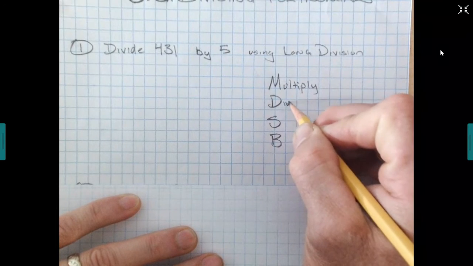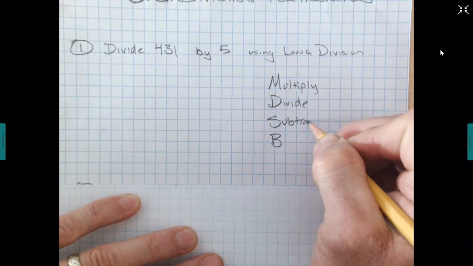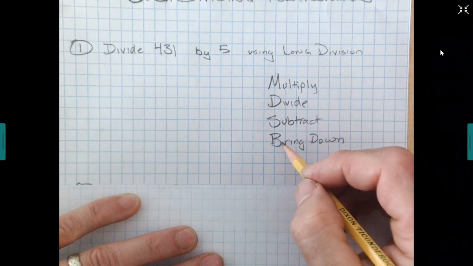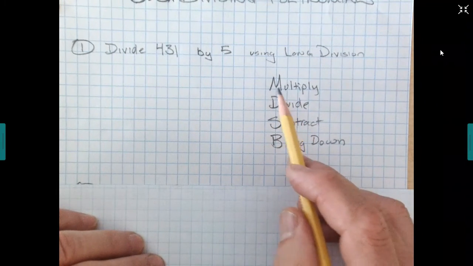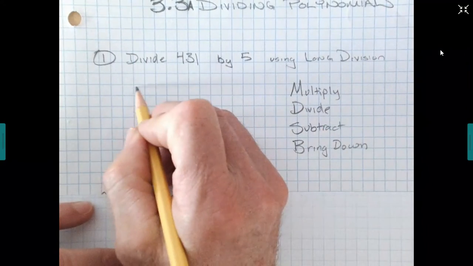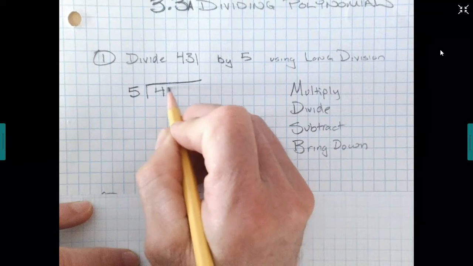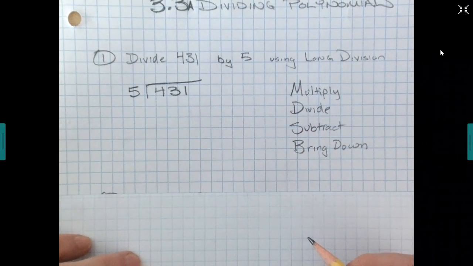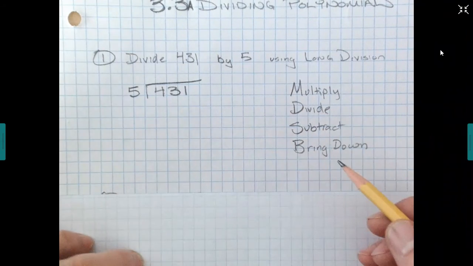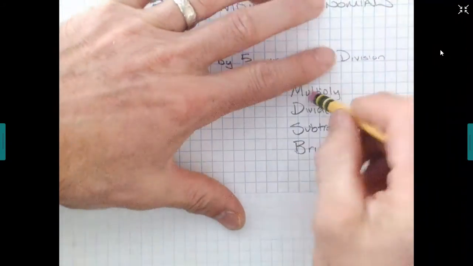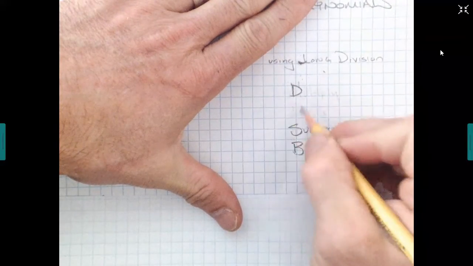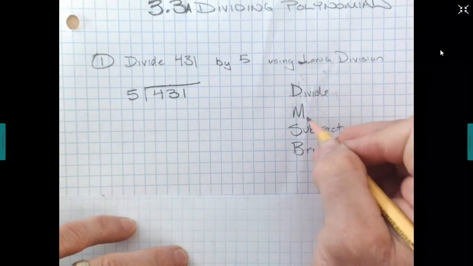Multiply, divide, subtract, and bring down. So the mom, dad, sister, brother just helps us remember MDSB, and what they are is multiply, divide, subtract, bring down. So let's see how that works. So 431 divided by 5, I have 5. So 431 like that. Let's flip this around. It should be dad, mom, sister, brother. So you divide and then you multiply.